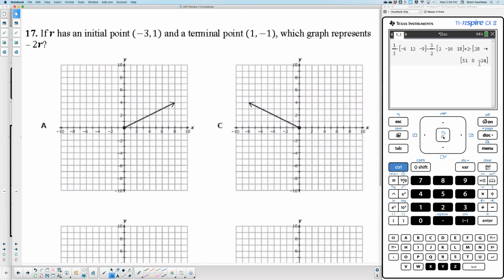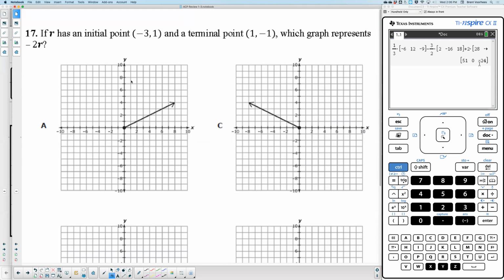All right, 17. If R has an initial point of -3, 1 and a terminal point of 1, -1, which graph represents -2R? Okay, let's first figure out where these 2 points would be and what vector R would look like. So initial means the starting point, terminal means the ending. That must be a vector because it's moving. Vectors have movement. It starts in one place, it moves to another.